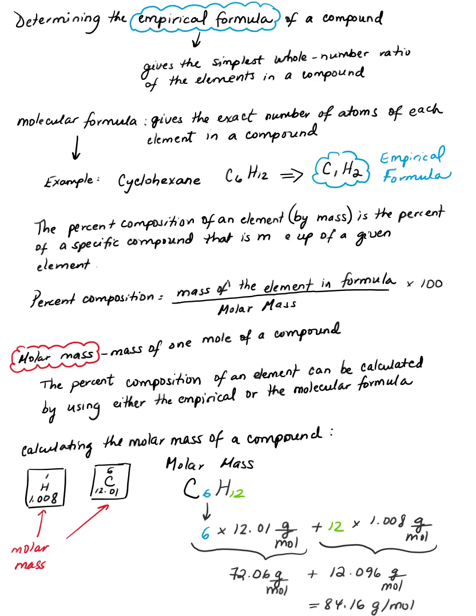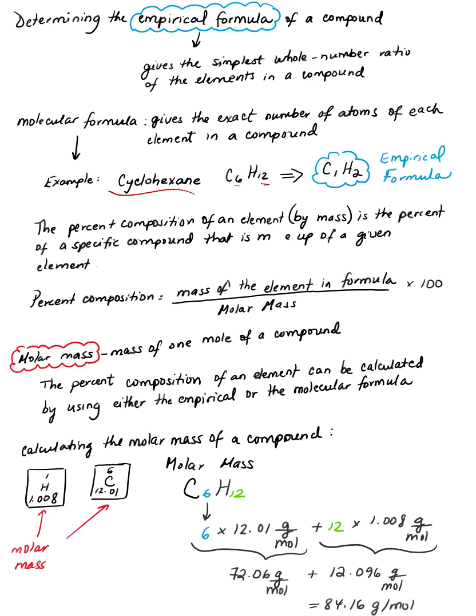So you have a molecular formula, which is very useful because it will tell you the specific elements that you have in a compound and how many atoms of each element you have in the compound. Now, the empirical formula is a simplification of your molecular formula. I have here, for example, cyclohexane. The molecular formula for cyclohexane contains 6 carbons and 12 hydrogens.